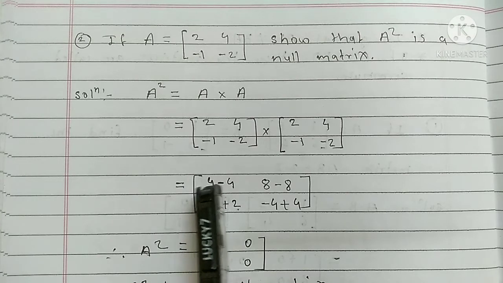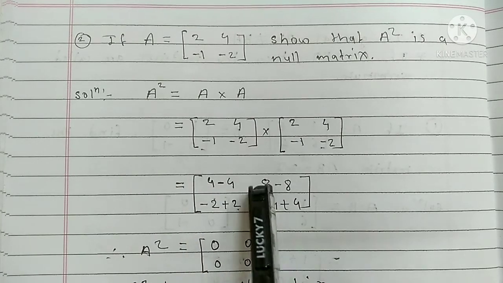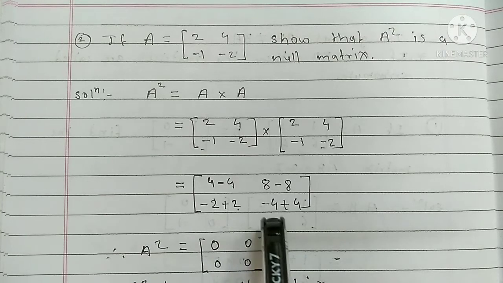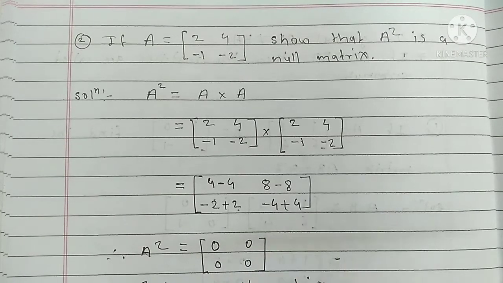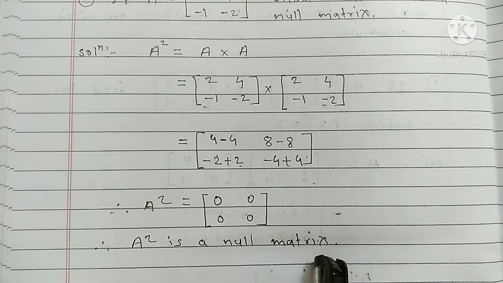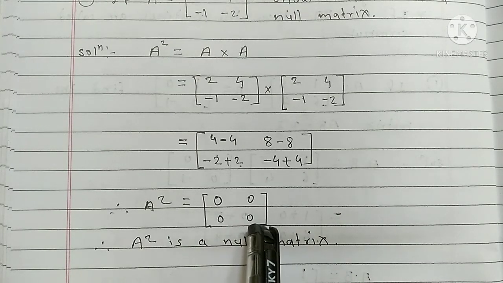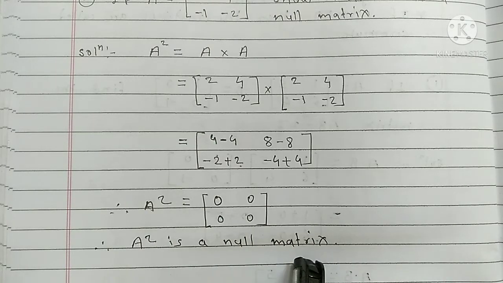So, 4 minus 4 is 0. 8 minus 8, 0. Minus 2 plus 2, 0. And minus 4 plus 4, 0. A square is a null matrix because all the elements are 0. So, A square is a null matrix.